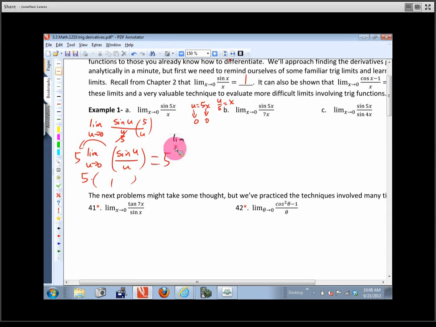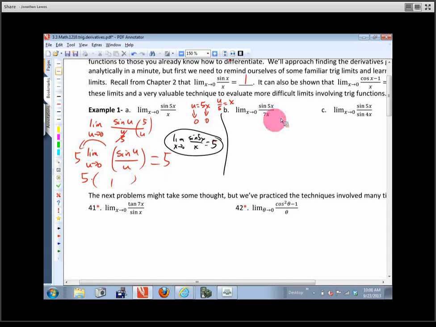Limit as x approaches 0, sine of 5x over x. That answer is, oops, I should have changed colors here. The limit as x approaches 0 of sine of 5x over x equals 5. Okay, so there's our answer. Any questions there? So we use this technique of changing variables, making a substitution, so we can change something that looks unfamiliar into something that looks more familiar.